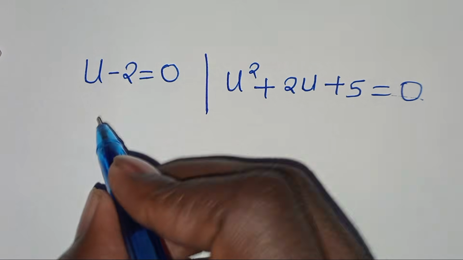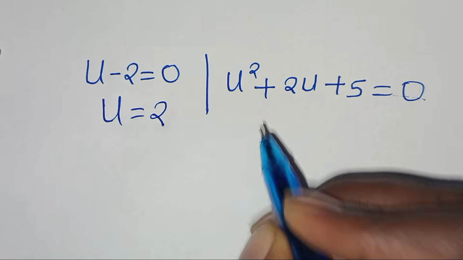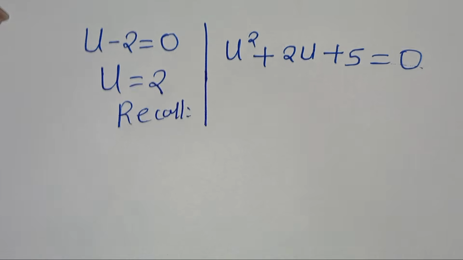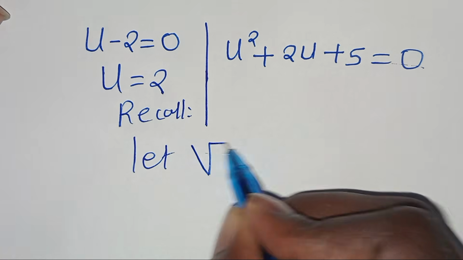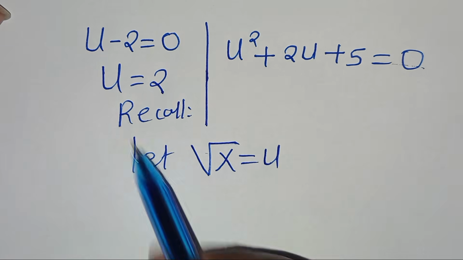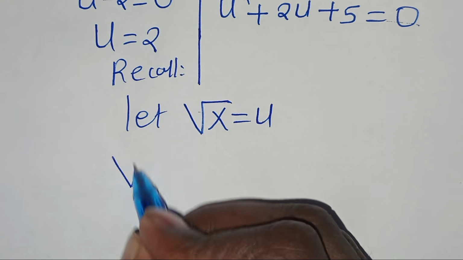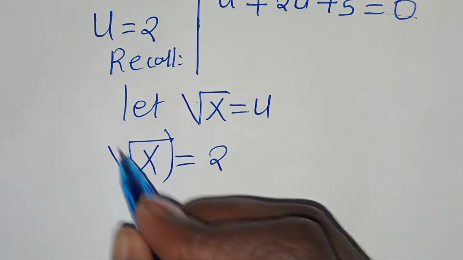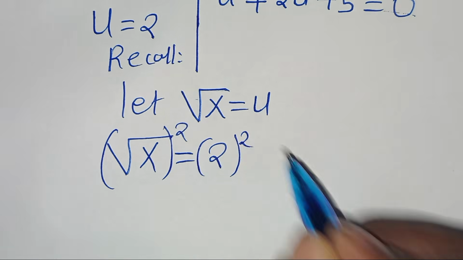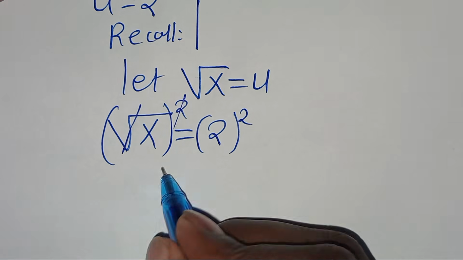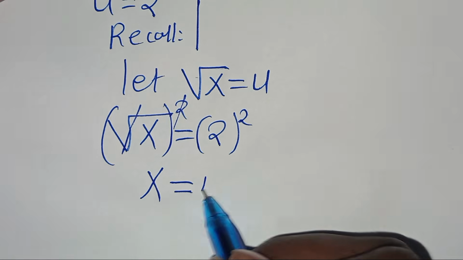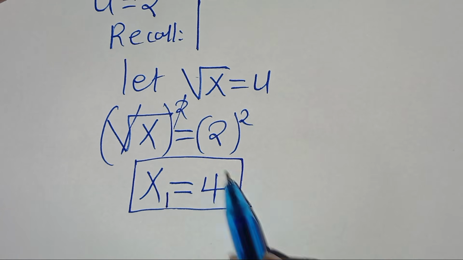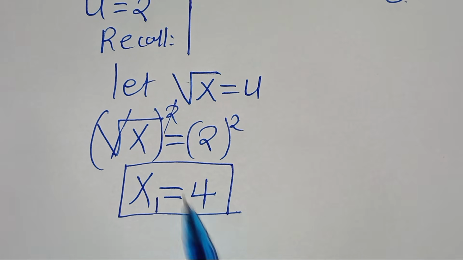Now from the first part here, we have that u is equal to 2. Now, if you recall from here, we let square root of x be equal to u. So we can substitute u, which is 2, so that we have square root of x is equal to 2. So let's square both sides so that we can eliminate the square root sign. And this means that we have the value of x is equal to 2 squared, which is equal to 4. So we have the value of x, that is x1, is equal to 4. This is our first solution from here.